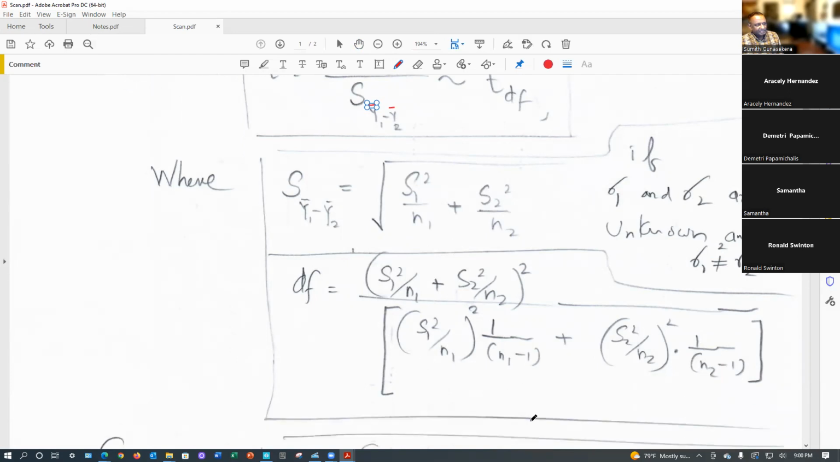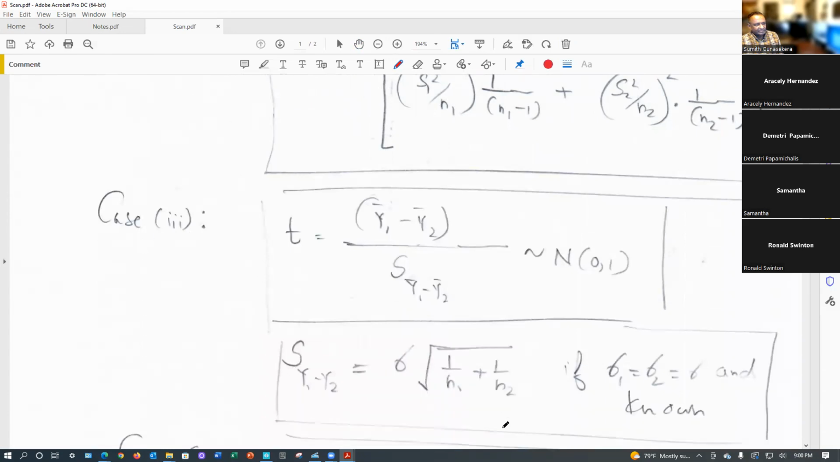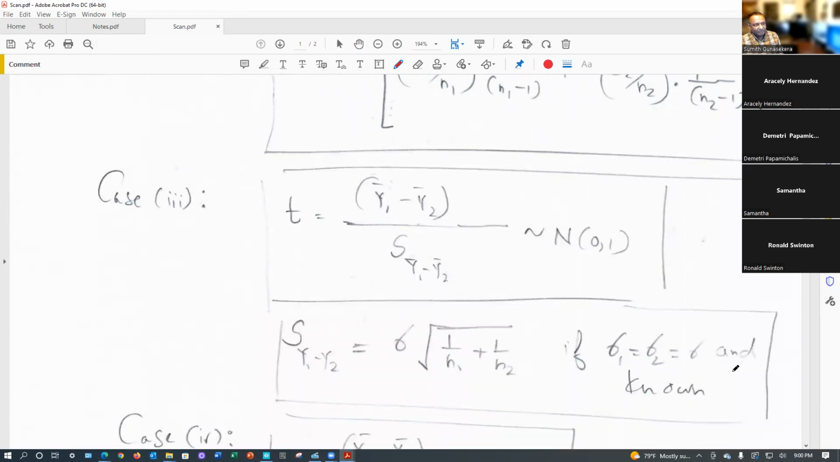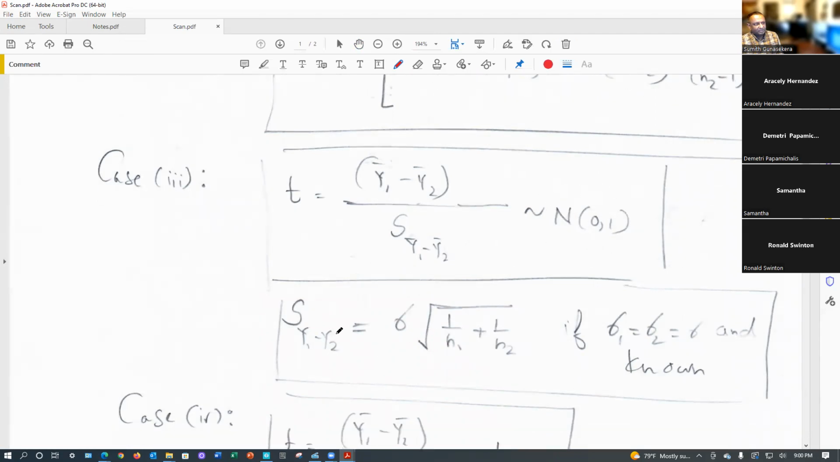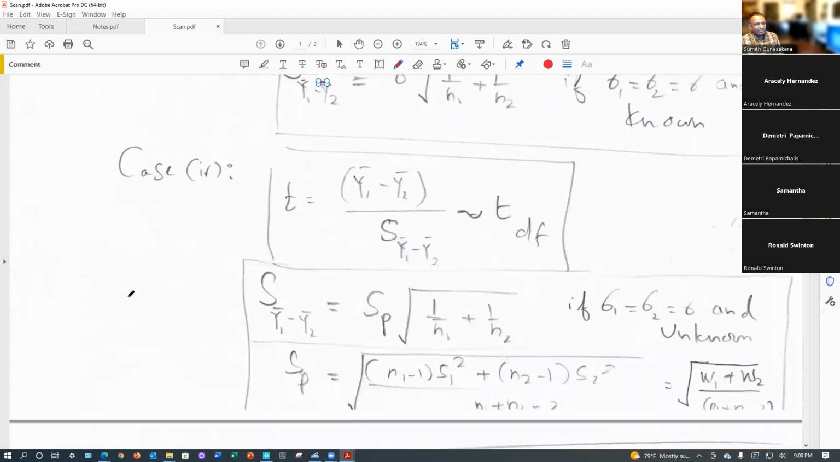And the third case, where the standard deviations were known, and again the populations were not distributed according to normal distribution, your standard deviation of the difference of means would be such that this sigma can be pulled out because there's only one, and plugged in over here. And case 4 is the most important case, the one we deal with all the time. They both are the same, assuming the population standard deviations are the same, but unknown. You don't know.